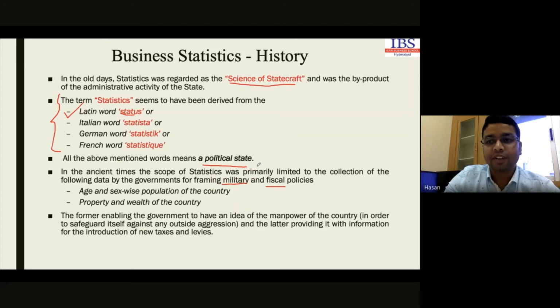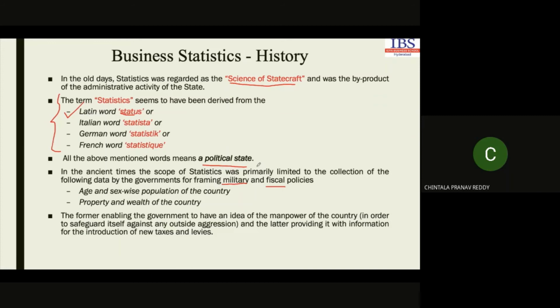So for this purpose, various kings from the very beginning of the era used to apply statistics to measure the population and the wealth of the country. This is a very basic concept. I hope it is clear to you, right? Yes, sir. There are no complications. Think in this way. This is very, very simple.